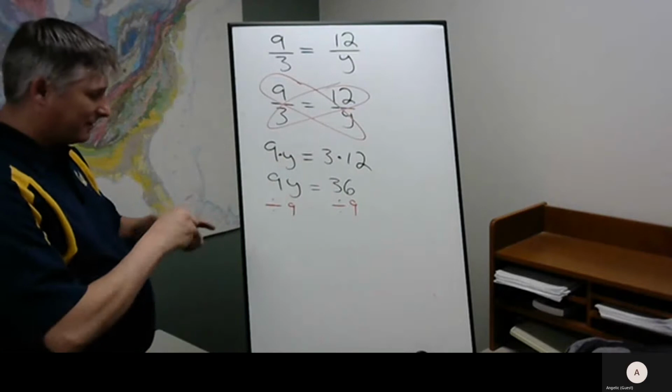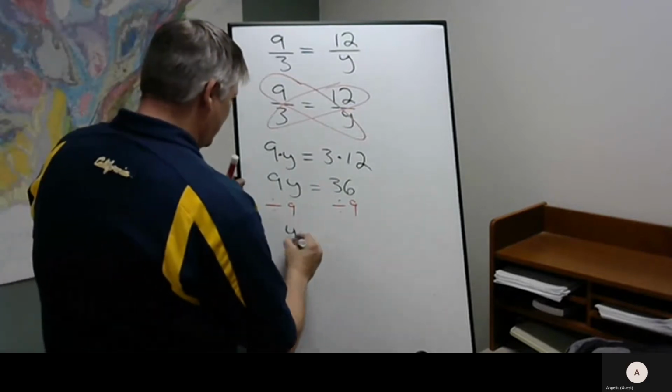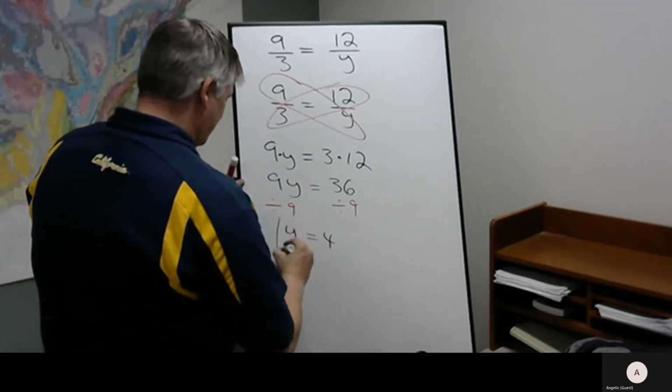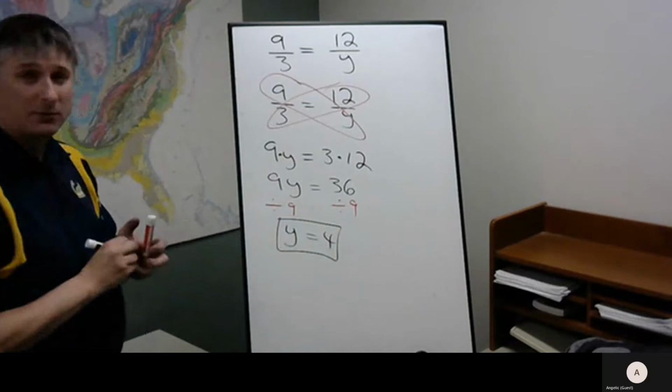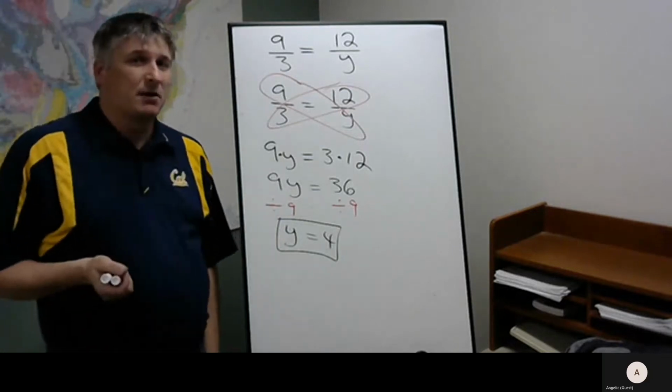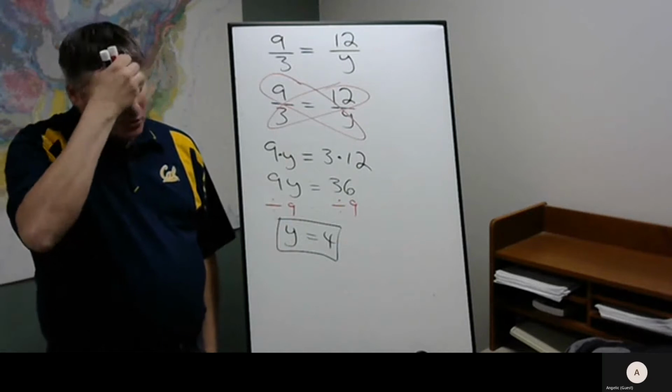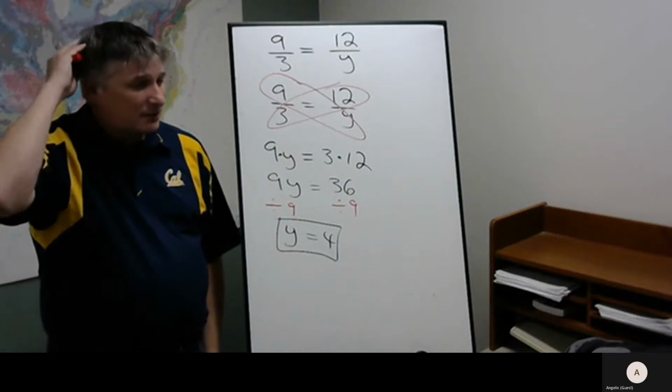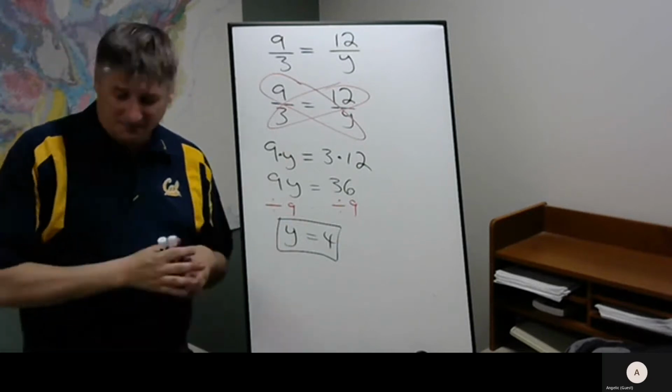Divide both sides by 9. We'll get y is equal to 4. So now we know what that base is on the smaller triangle. The tricky part now is going to be finding that incline.